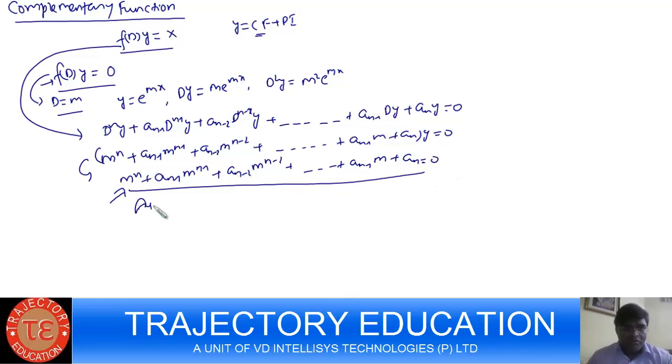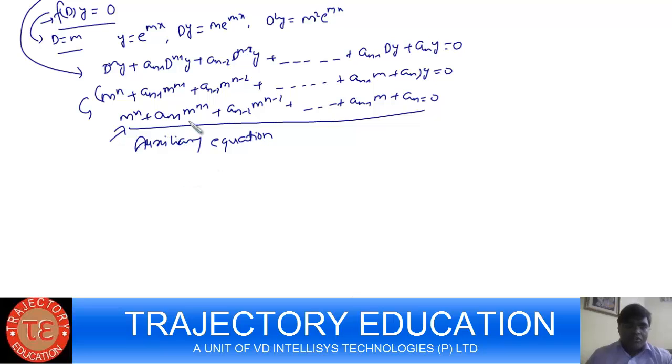This is nothing but a polynomial in m equated to 0. This is called the auxiliary equation, or simply AE. Now we find the roots of this equation. So the roots can be simple roots like 2, 3, 4, 5, it can be complex roots of the form alpha plus i beta, or it can be in the form of surds, like alpha plus minus root beta. So there can be three cases.